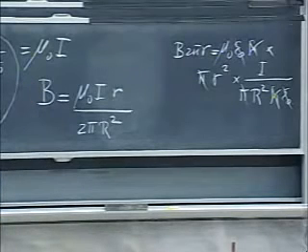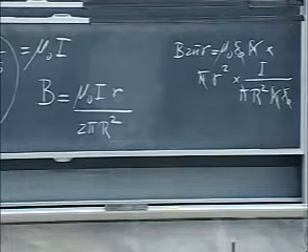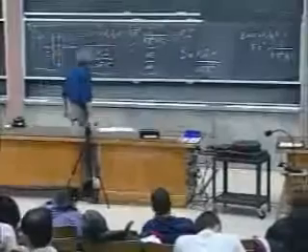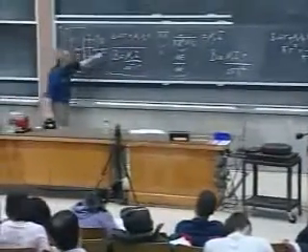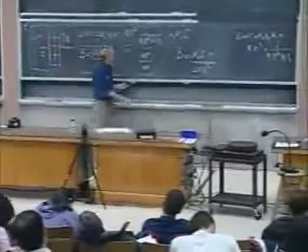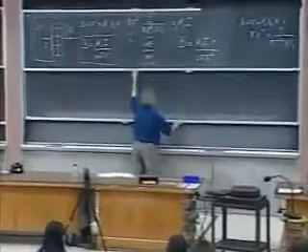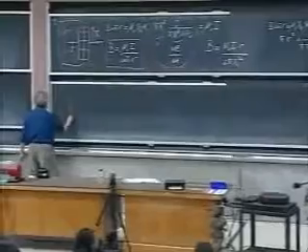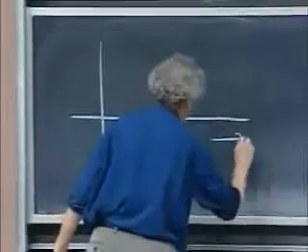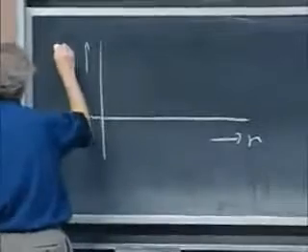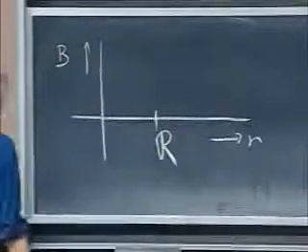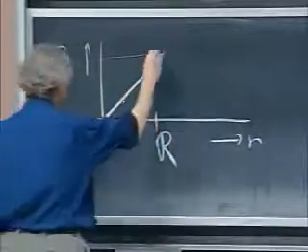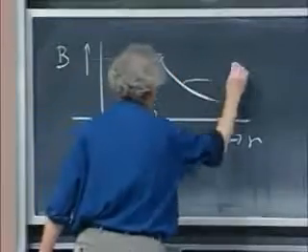And I believe that's correct. Let me check my notes. And yes, I'm happy with that. And this is proportional with little r, whereas here, it's falling off as 1 over r. And so I can now make a plot of the magnetic field as a function of little r when I'm inside the capacitor plates. Little r, this is the magnetic field, and this is the radius of the capacitor plate. It's going to be a straight line up to that point, and then it will fall off as 1 over little r.